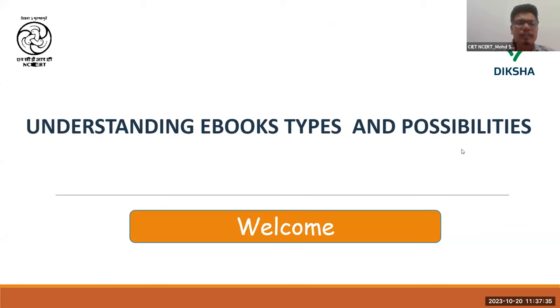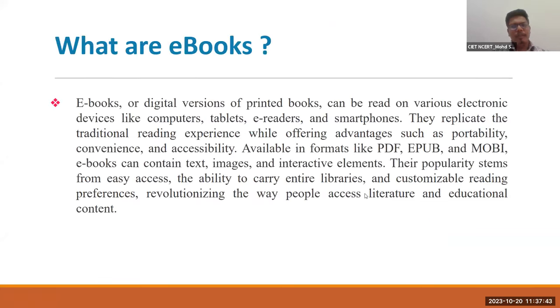Today we are going to learn understanding ebooks types and its possibilities. Let's start our session. Welcome here. The first question is, what are ebooks? Ebooks are digital versions of the printed textbook that can be read on various electronic devices like computers, tablets, e-readers, and smartphones. They replicate the traditional reading experience while offering advantages such as portability, convenience, and accessibility.